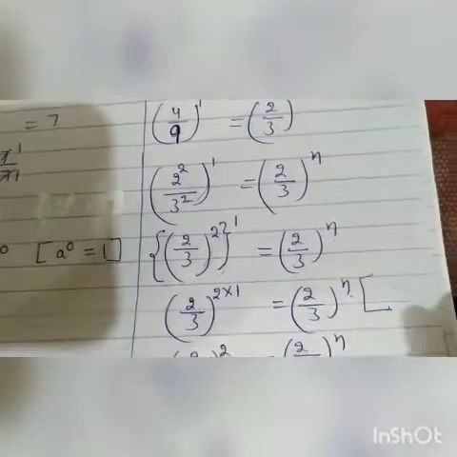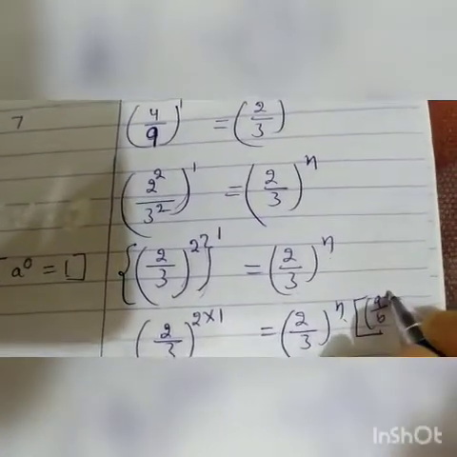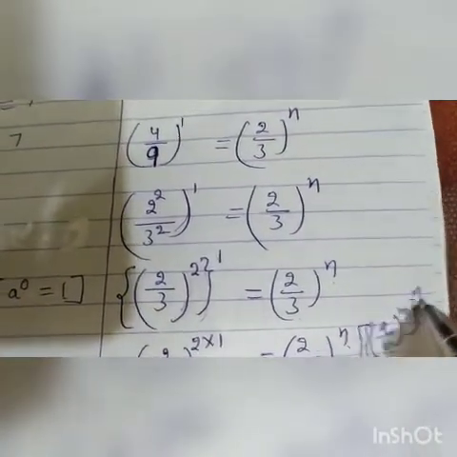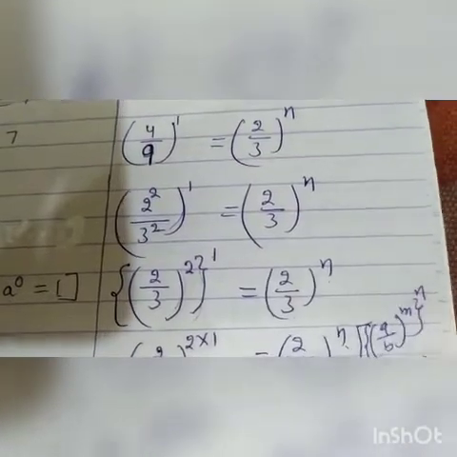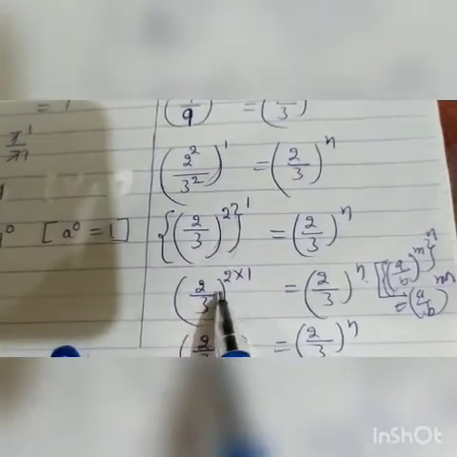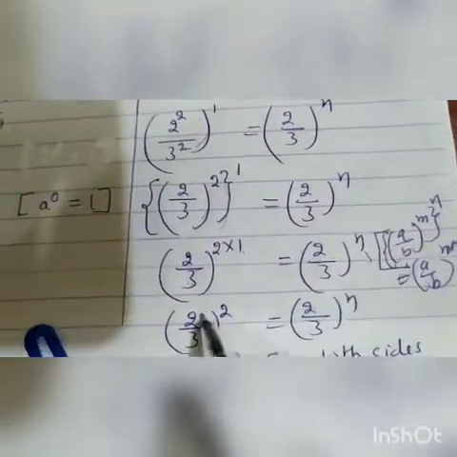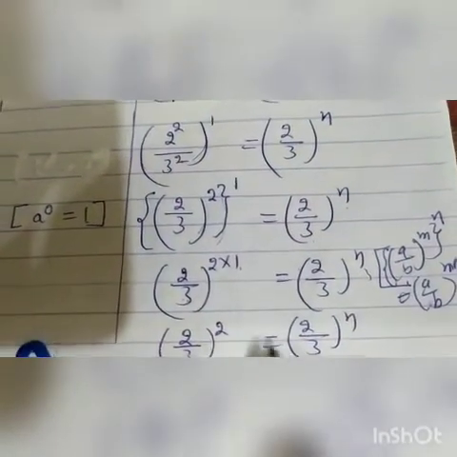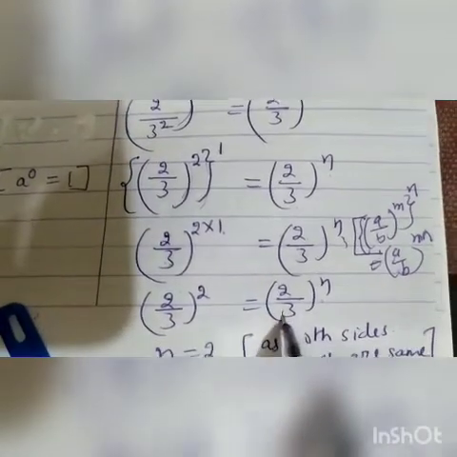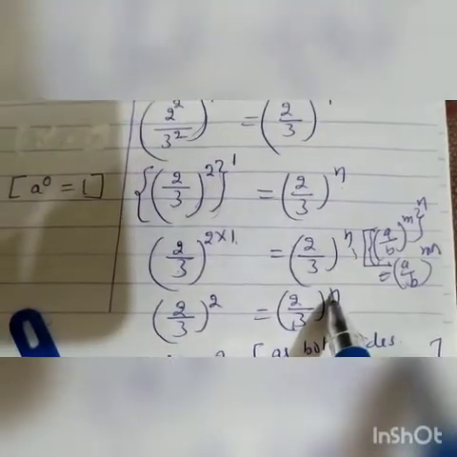Here we will write the rule. Which rule we have applied here? A upon b power m then whole power n is equal to a upon b power mn. So 2 upon 3 multiplied by 2 power 1 is equal to 2 upon 3 power n. 2 upon 3, 2 cancels 2, equal to 2 upon 3 power n. Again both the bases are same. So value of n is equal to 2. Exponents will be equal.